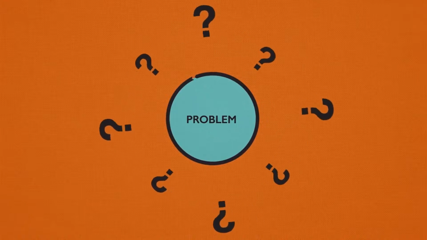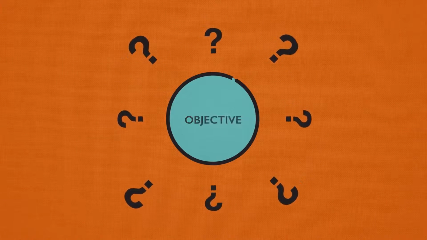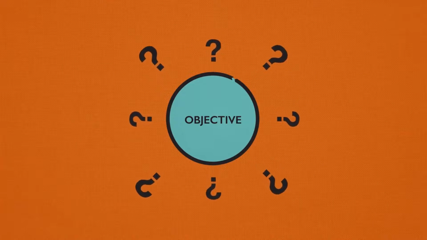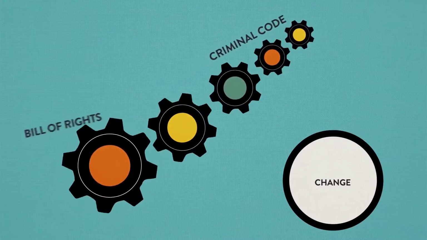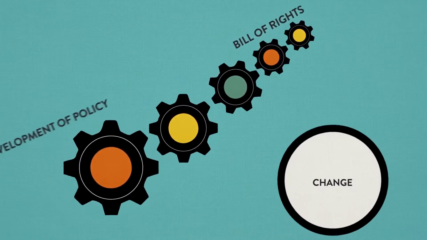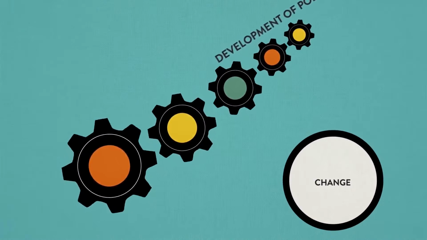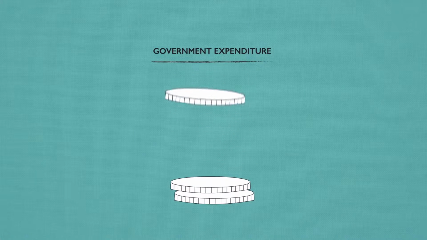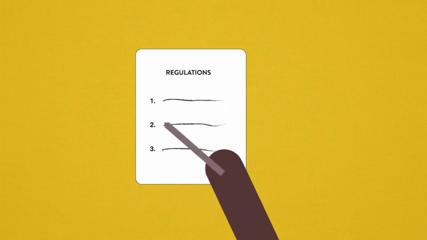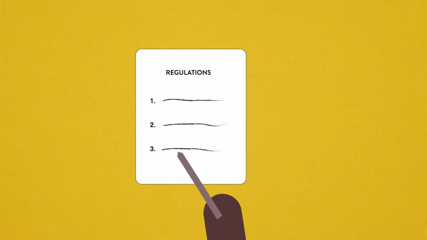Step 1. Once you know exactly what the problem is, you can clarify the objective or objectives you want your project to achieve. Consider the mechanisms by which the change might be made. Will it require a change in a law, such as the Criminal Code or Bill of Rights? Perhaps it's not so much about law, but about the development of a policy that increases government expenditure. It might be about establishing a new budget. It may be a question of amending or creating new regulations that govern a profession.